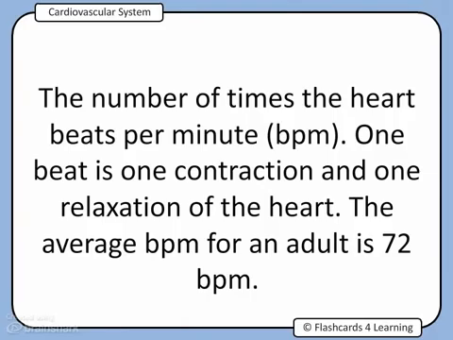What is heart rate? The number of times the heart beats per minute, as you can see in front of you. It's really important that you remember to give the unit there, per minute. If you're asked for any further details, you might want to include that it's one contraction and one relaxation of the heart, which makes up one beat. And as you can see, the average for an adult is approximately 72 beats per minute.